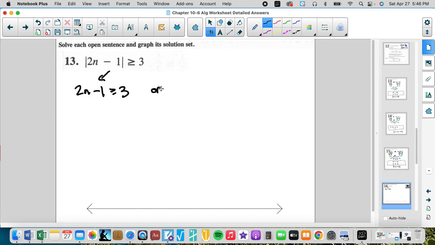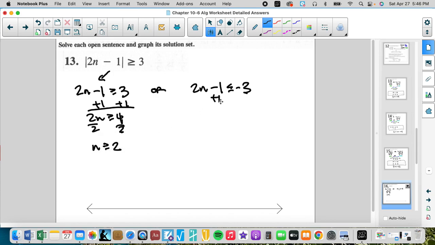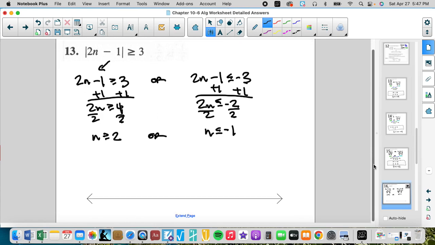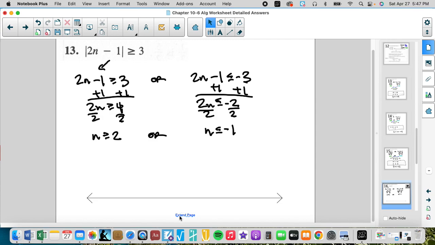That's greater than, so that's or. 2n minus 1 is less than or equal to negative 3. Add 1. 2n is greater than or equal to 4. Divide by 2. N is greater than or equal to 2. Add 1. 2n is less than or equal to negative 2. Divide by 2. N is less than or equal to negative 1. That's an or.